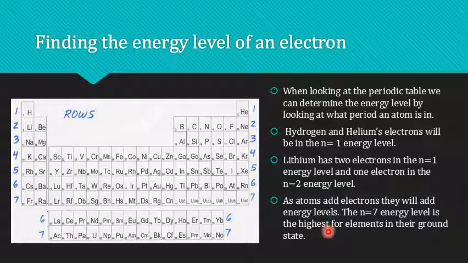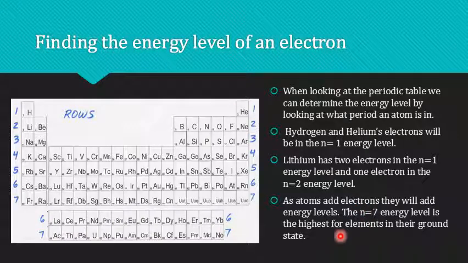As atoms add electrons, they will add energy levels. So as we move from lithium to beryllium, we jump across to the other side, we fill up the second energy level, and then when we need an extra space, we go to the 3rd period or the 3rd energy level.